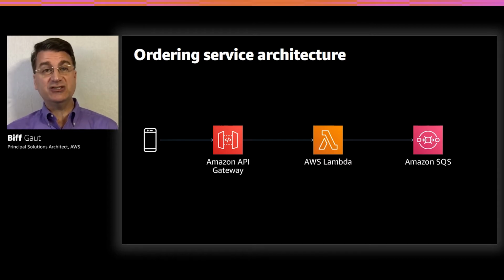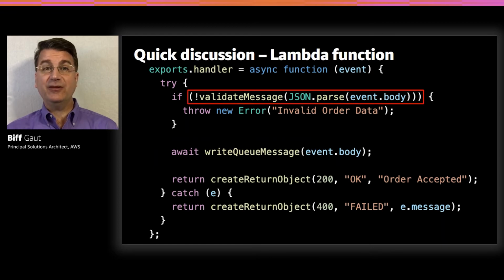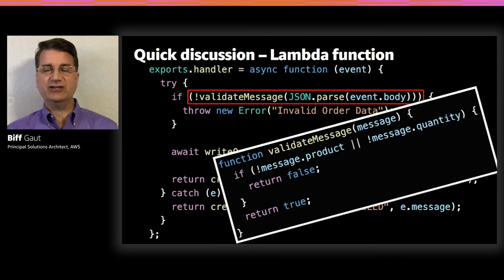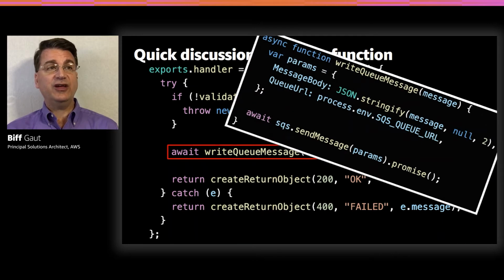Now the Lambda function is custom business logic, and it will be the same regardless of the technology we use to deploy the app. So let's discuss that right up front. It's relatively simple, it's written in JavaScript, and it really only has two steps. It validates the message, and it saves the message to a queue. Let's look at those functions in a little more detail. For the sake of the prototype, the validate message function just confirms the existence of two required attributes, product and quantity. The write queue message is a single line call to the send message function of the SQS queue.